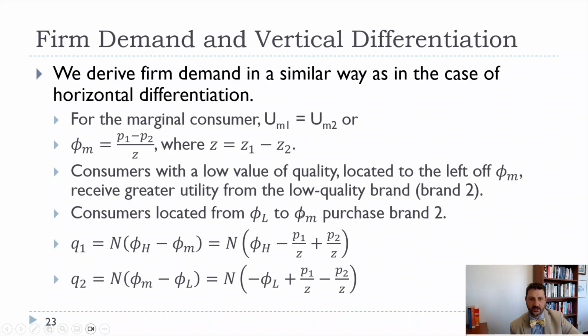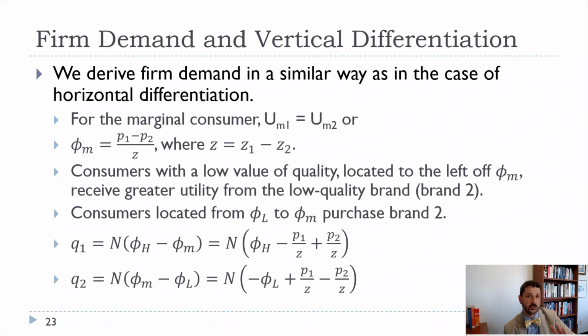So from theta L to theta M, that's demand for Q2, right? And from theta H to theta M, that's the demand for Q1. We just multiply by the N consumers, and then we just plug in theta H minus theta M, and we get these demand functions, right? And again, we get very similar results where it's decreasing in the firm's own price and increasing in the other firm's price. And that's going to be something that we see all the time, right?